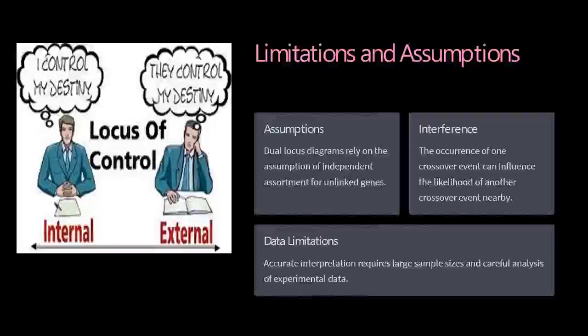Assumption: first, dual locus diagrams rely on the assumption of independent assortment of unlinked genes. Then interference: they have taken the two axes of RL and RC. Interference is the occurrence of a crossover event influencing another crossover event nearby. It means the two axes are crossed, where XL equal to X equal to 0. Then it is a locus of interference. Third one is the data limitation, accurate data limitation in the size of the experimental data, as we know.